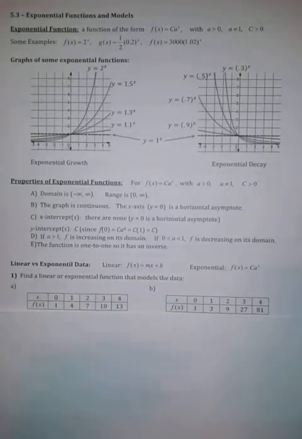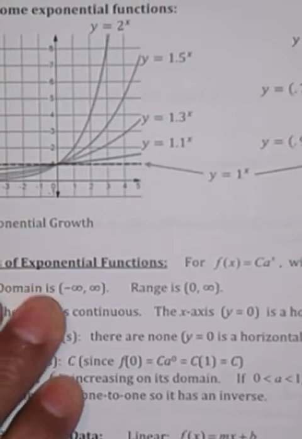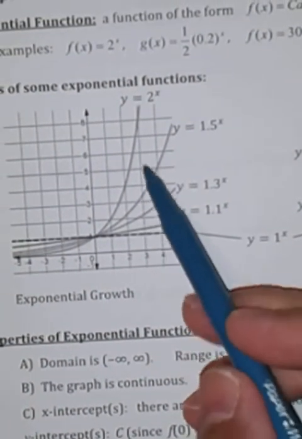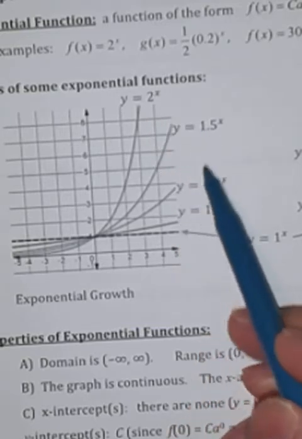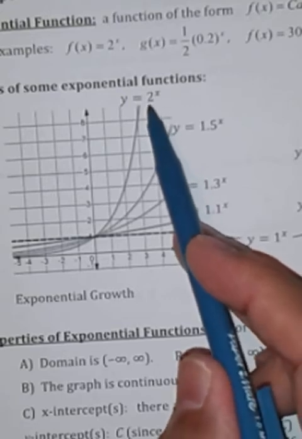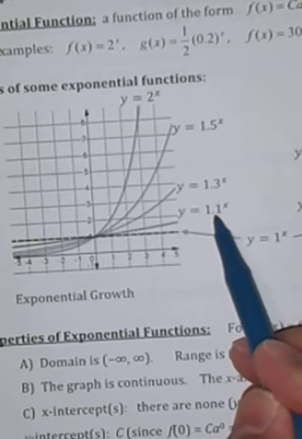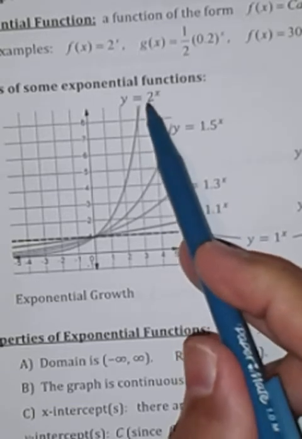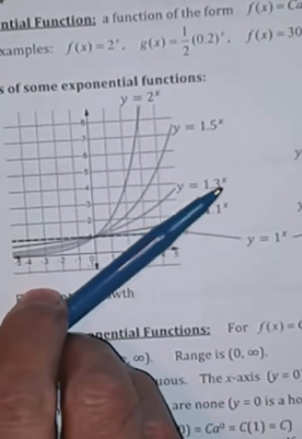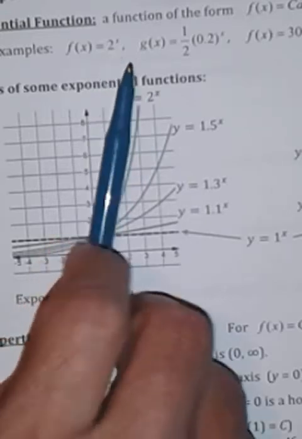All right, let's get a little closer to the action here. We have some examples of what these functions look like. On the left, for all of these, c is equal to 1, and a equals 2, a equals 1.5, a equals 1.3, a equals 1.1. As you get closer to a equal to 1, the curve flattens out more and more, and if a got bigger, like 3 to the x, it would be steeper.